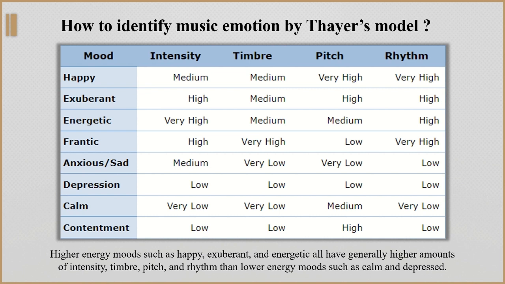For example, look at this figure. The mood happy represents medium intensity, medium timbre, very high pitch, very high rhythm. However, depression represents low intensity, low timbre, low pitch, low rhythm. We use different indicators to label emotion, which is why machines can judge music emotions.